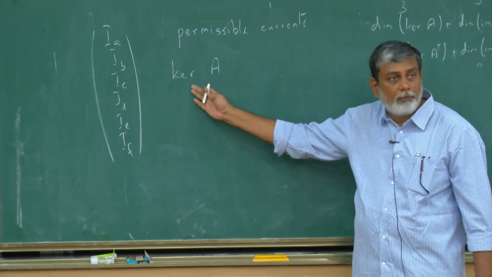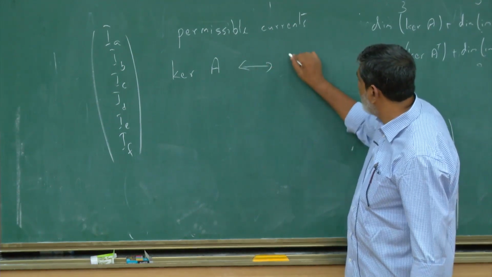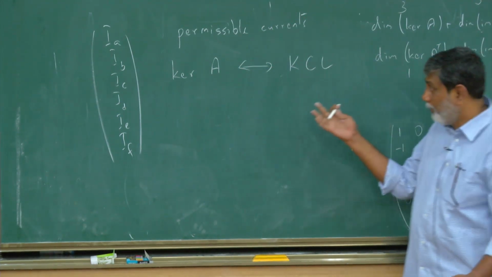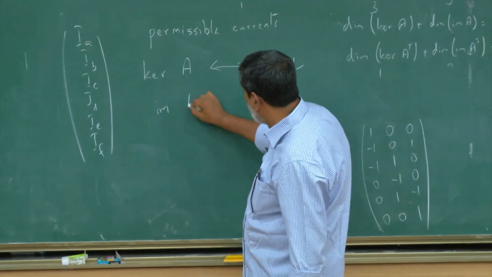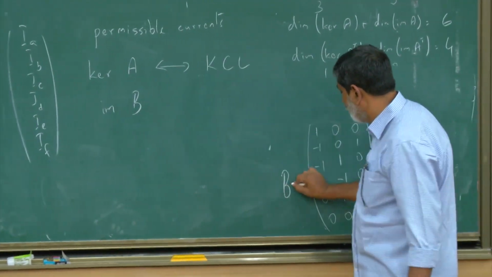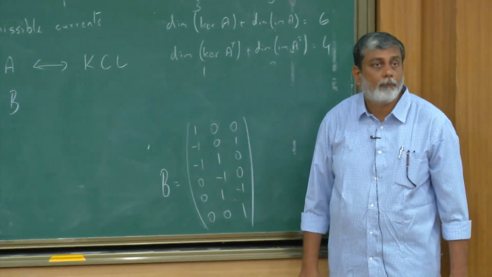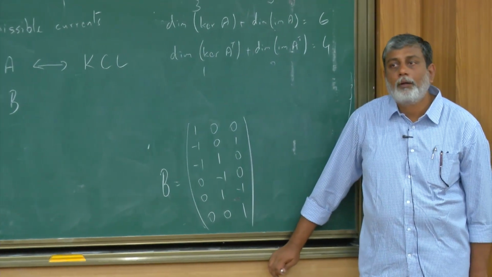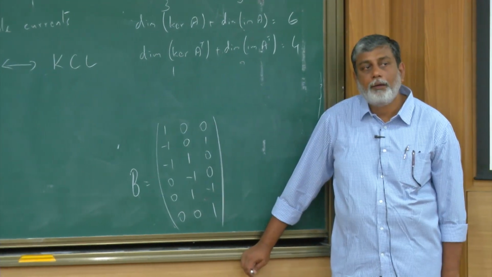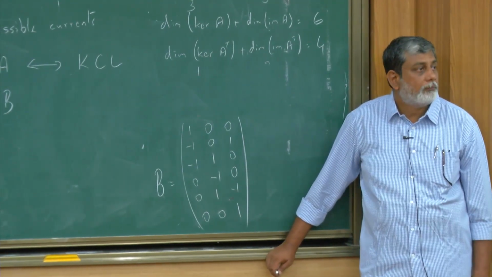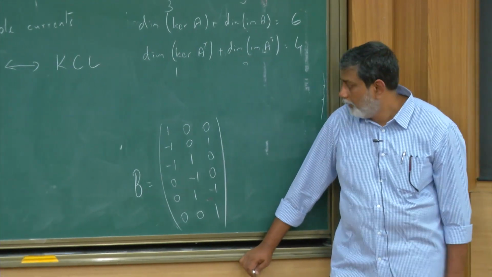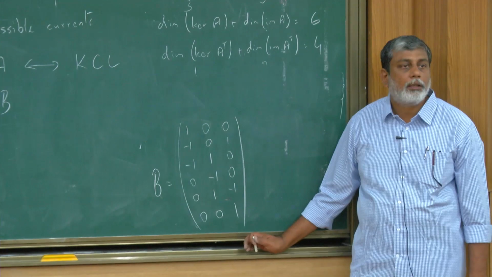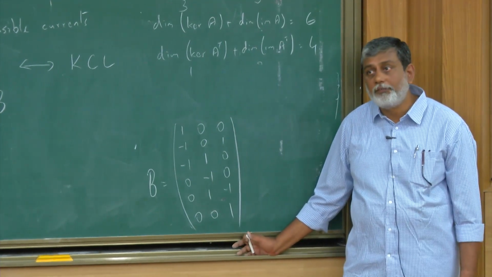Kernel of A, but that's the same thing as Kirchhoff's current law, but alternatively it is the image of this matrix B. What's the rank of this matrix B? Rank of this matrix B is 3.